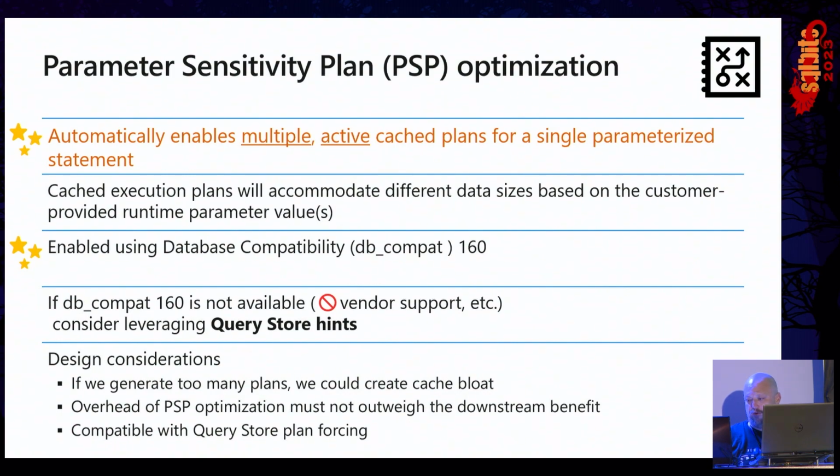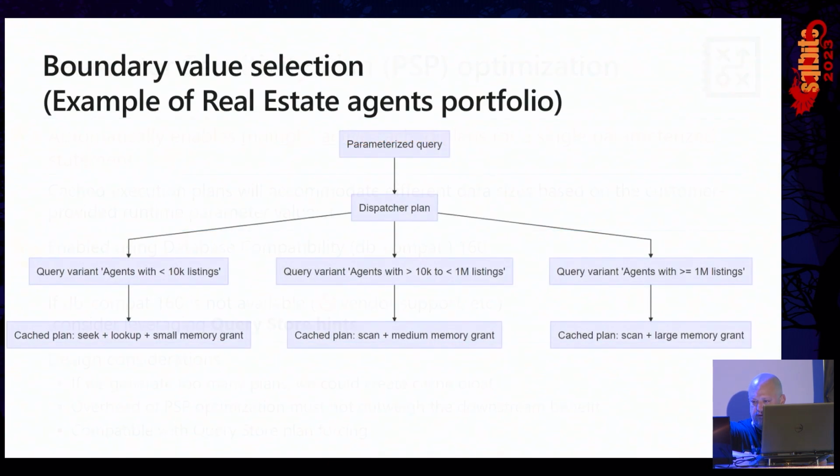Awesome. So there are some limitations. There's a maximum of 200 plans in Query Store with 27 in cache. We wanted to make sure that we didn't create cache bloat, so we limited the number of plans in cache. We also don't want the overhead of parameter-sensitive plan optimization to outweigh any downstream benefits. So again, do no harm. That's our motto. And the feature also had to be compatible with Query Store and Query Store plan forcing.